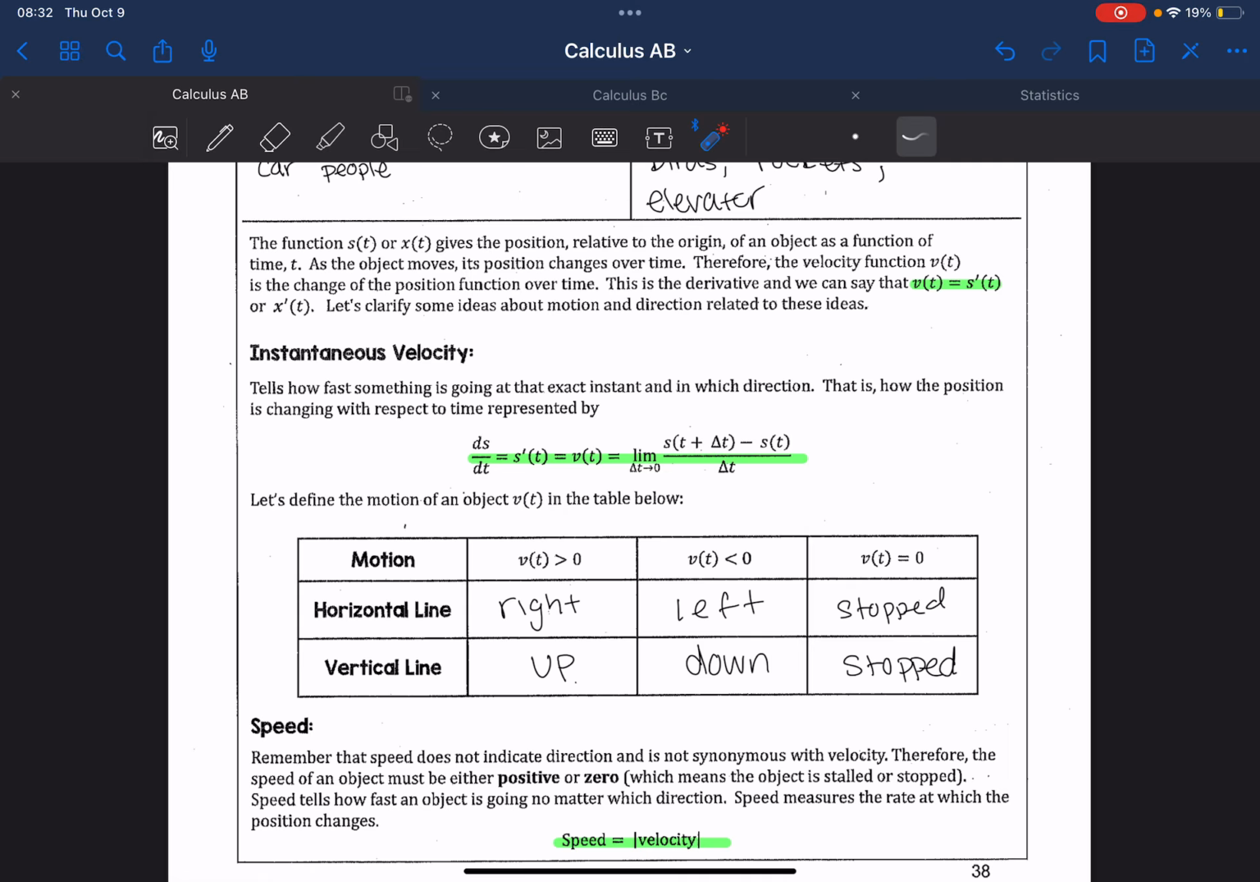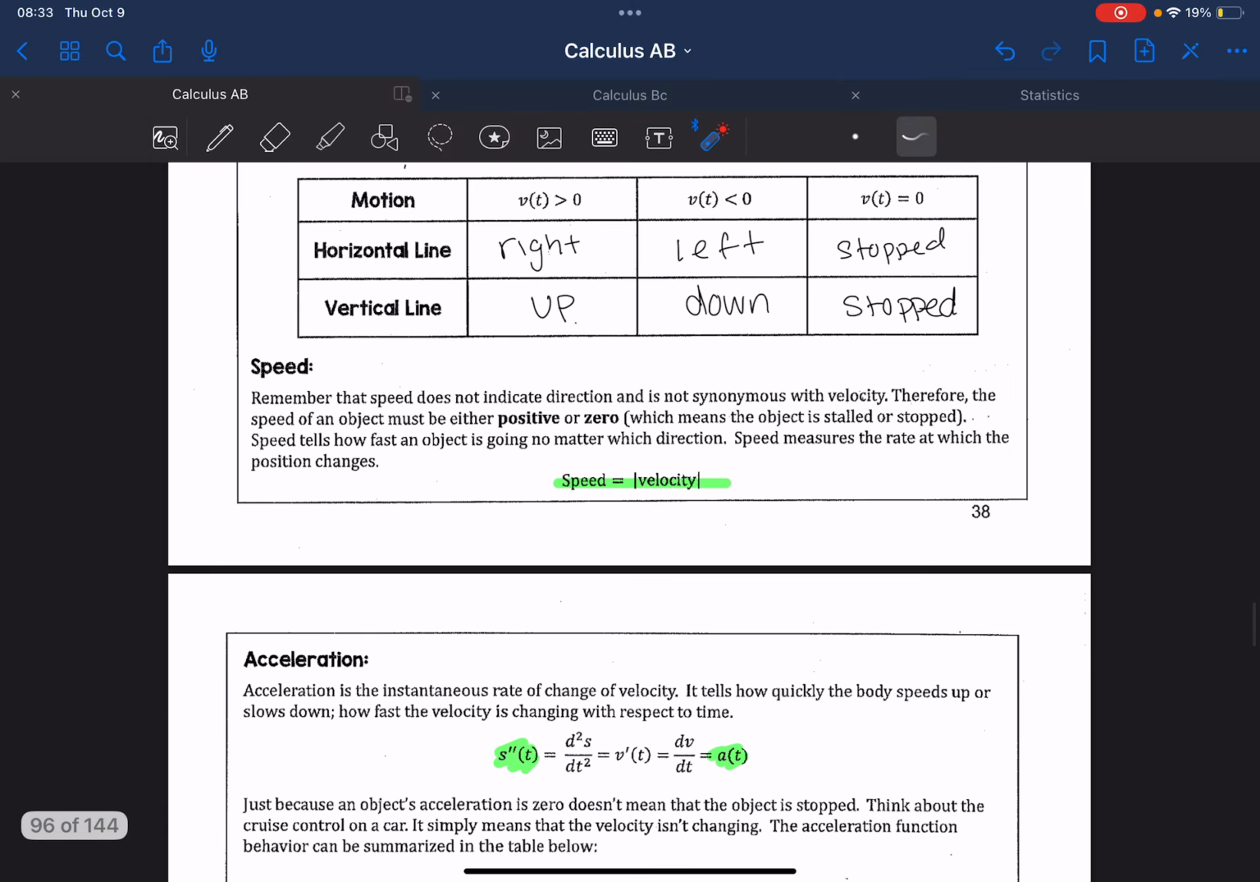Okay, we're able to define the motion of the object v of t based on what the velocity is looking like. So for example, if velocity is greater than 0, which means it's positive, we know that it's moving to the right if it's horizontal or going up if it's vertical. Versus if v of t is equal to 0, that means the velocity or the motion of the object is stopped. Okay, it's not moving left or right, it's not moving up or down.